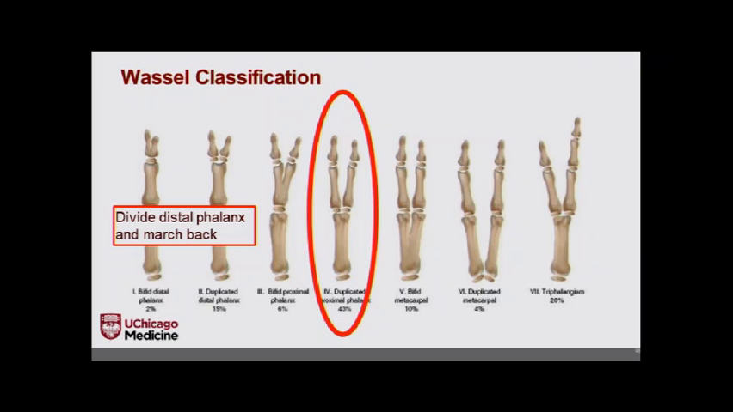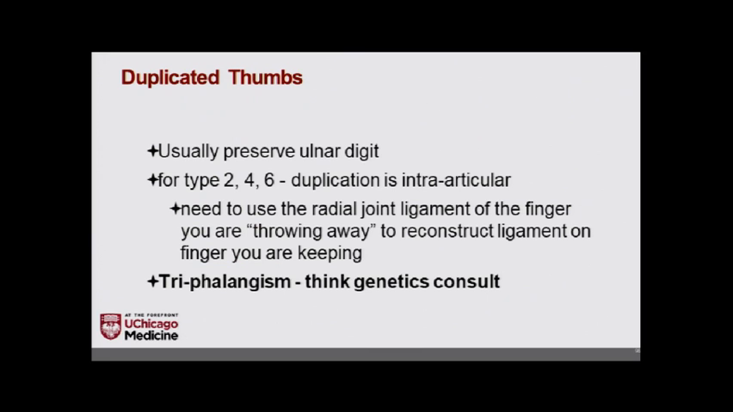So you have a widened proximal joint, and you have 2 separate bones distally. The implications for that is that you have to reconstruct the ligament structures of that joint. That's sometimes something they ask. So you preserve the ulnar digit usually. It's usually the larger of the two.